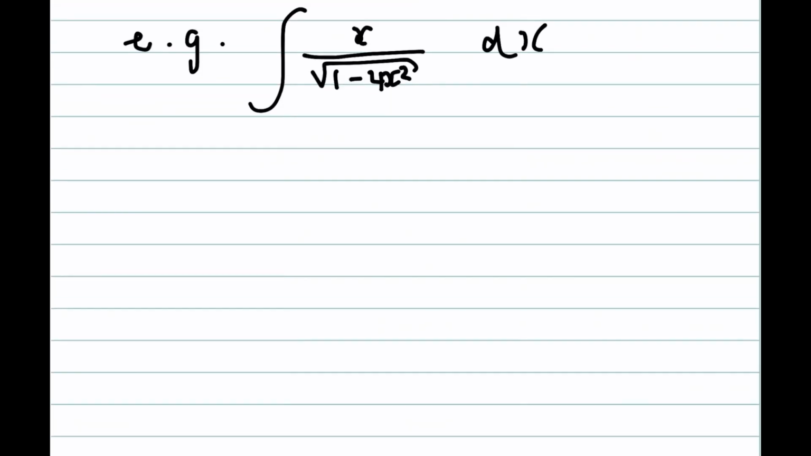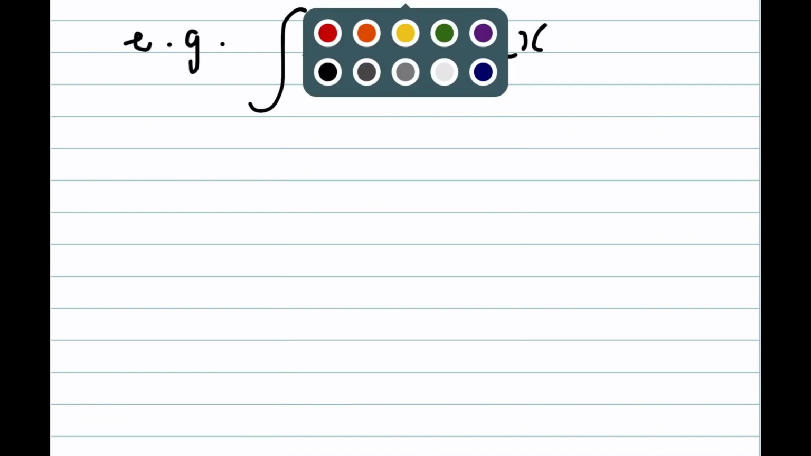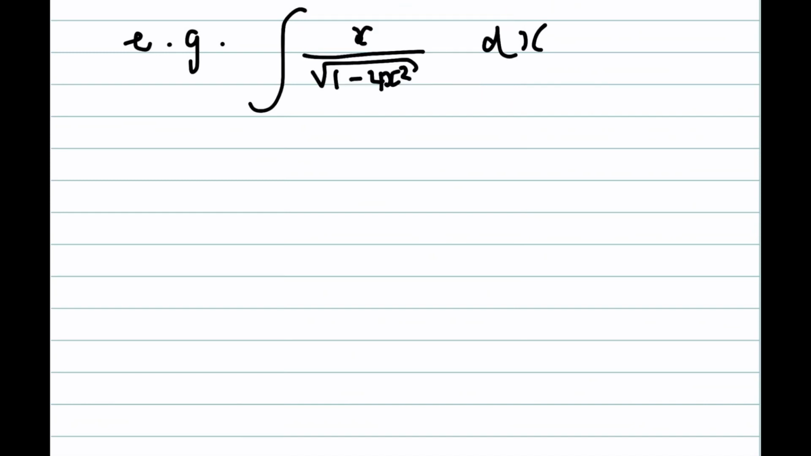So if we move on to an example, we have x over the square root of 1 minus 4x squared. And we notice that x is the inner function of 1 minus 4x squared. 1 minus 4x squared could be considered a composite function of the function x. So let's call our composite function 1 minus 4x squared u. So let u equal 1 minus 4x squared.